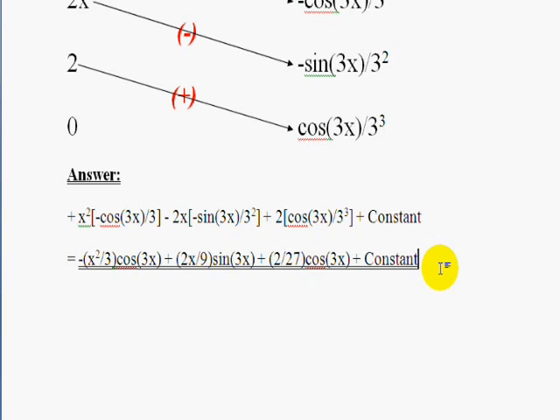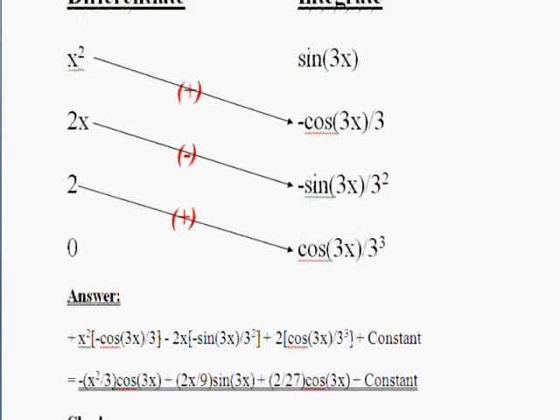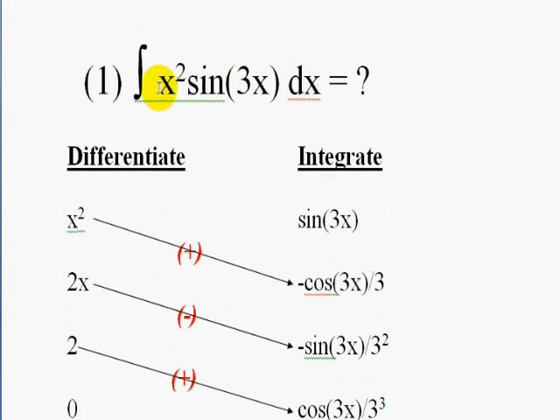Let's check this to see whether we have got the correct answer. So how we would check this is we would take this answer and differentiate it to see whether we would get the original expression, that is x squared times sine 3x.